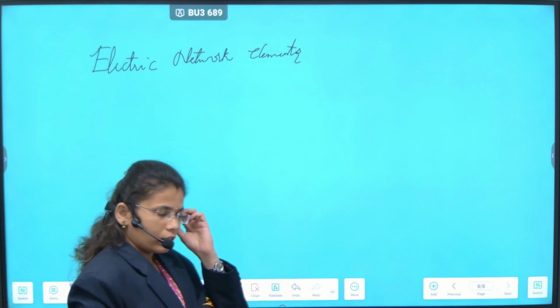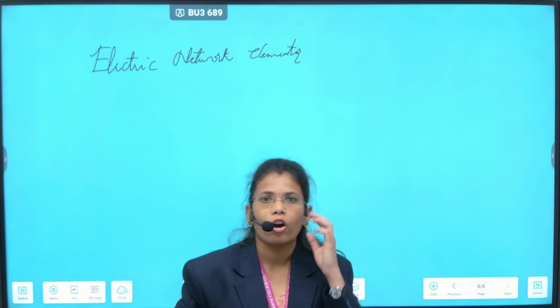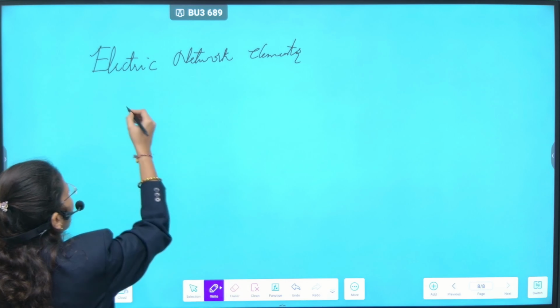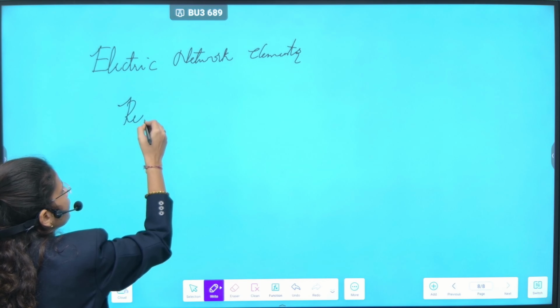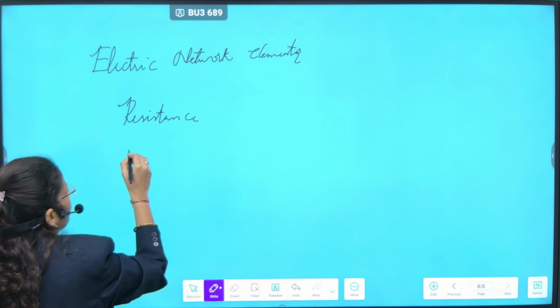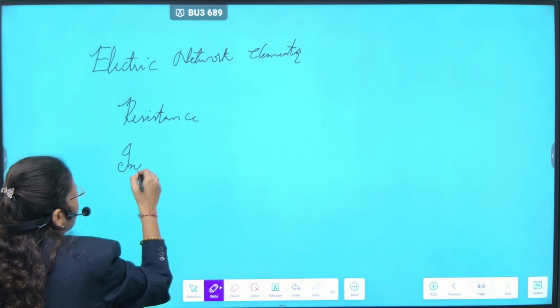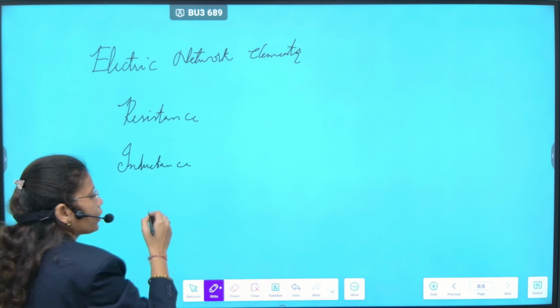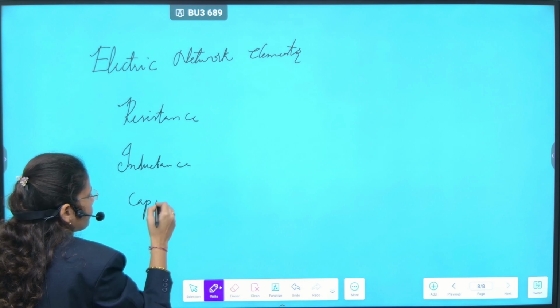Now we are going to discuss the basic circuit elements, or normal electric network elements. They are resistance, inductance, and capacitance.